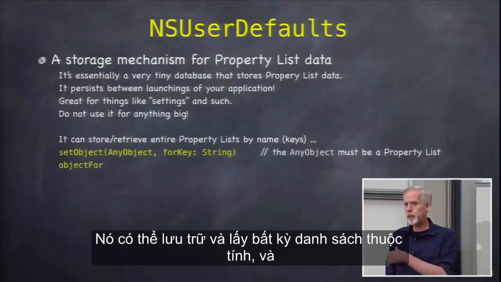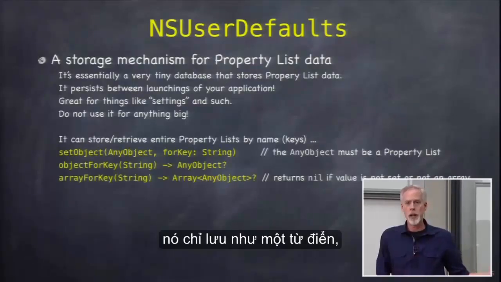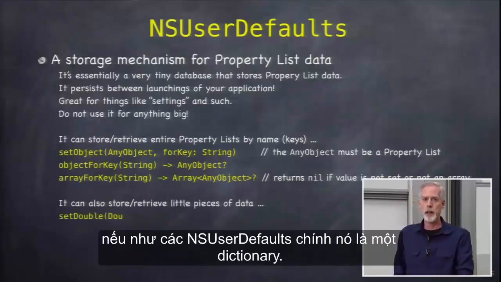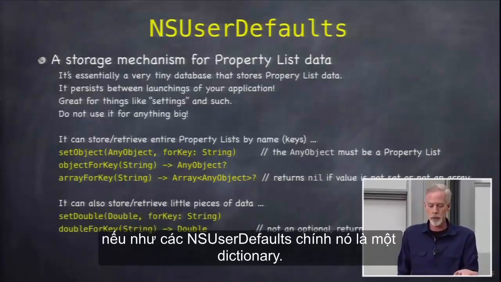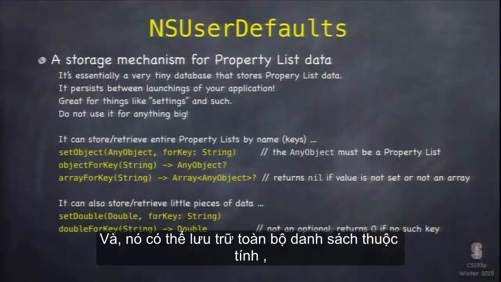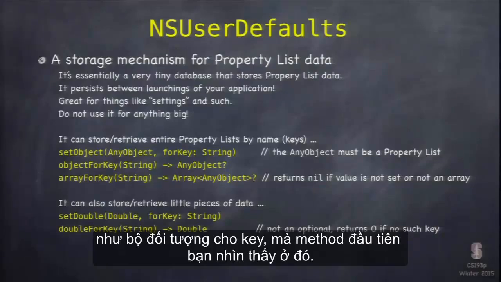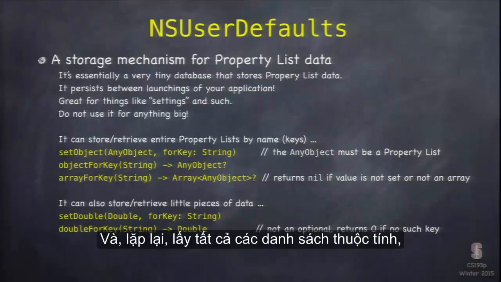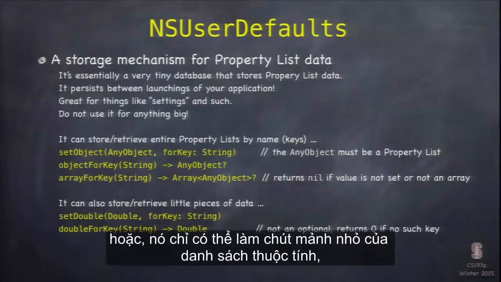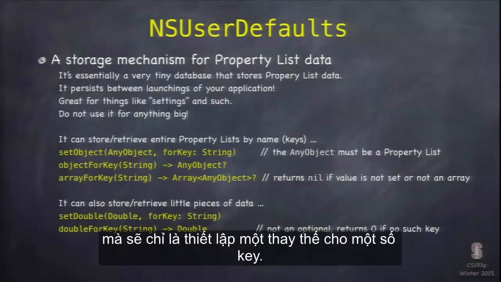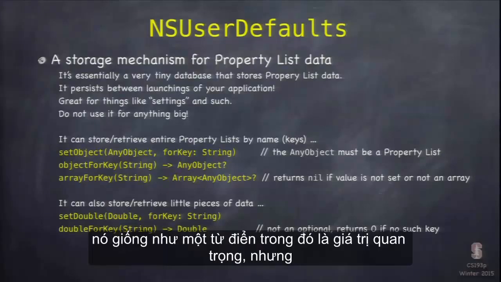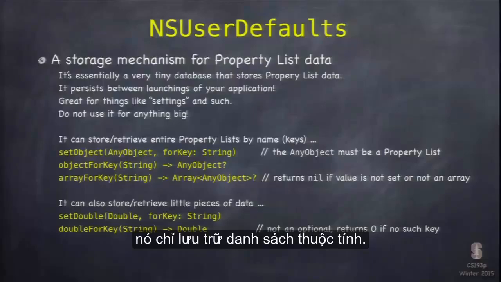It can store and retrieve any property list, and it just stores it like a dictionary, as if the NSUserDefaults thing itself is a dictionary. And it can store the whole property list, like setObject forKey, that first method you see there, and retrieve the whole property list. Or it can just do little tiny pieces of a property list, like it has a method setDouble that will just set a double for a certain key. Okay? So it's like a dictionary in that it's key value, but it only stores property lists.